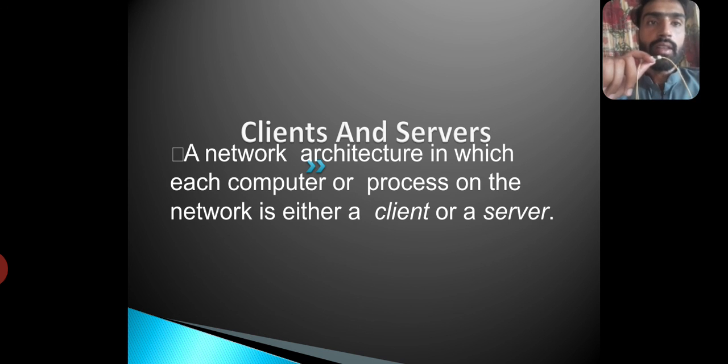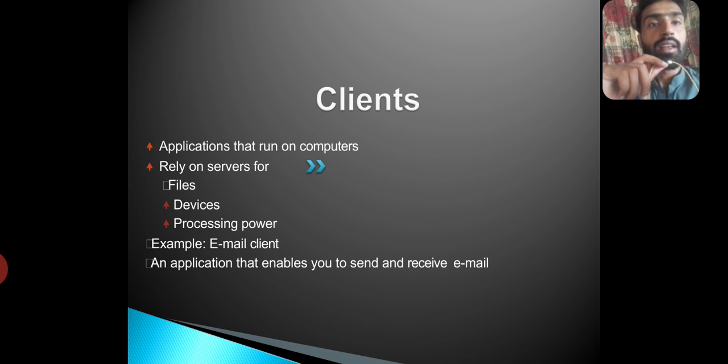Clients and servers. A network architecture in which each computer or process on the network is either a client or a server. Clients are applications that run on a computer and rely on a server for files, devices, and processing power. Example: an email client, an application that enables you to send and receive emails.